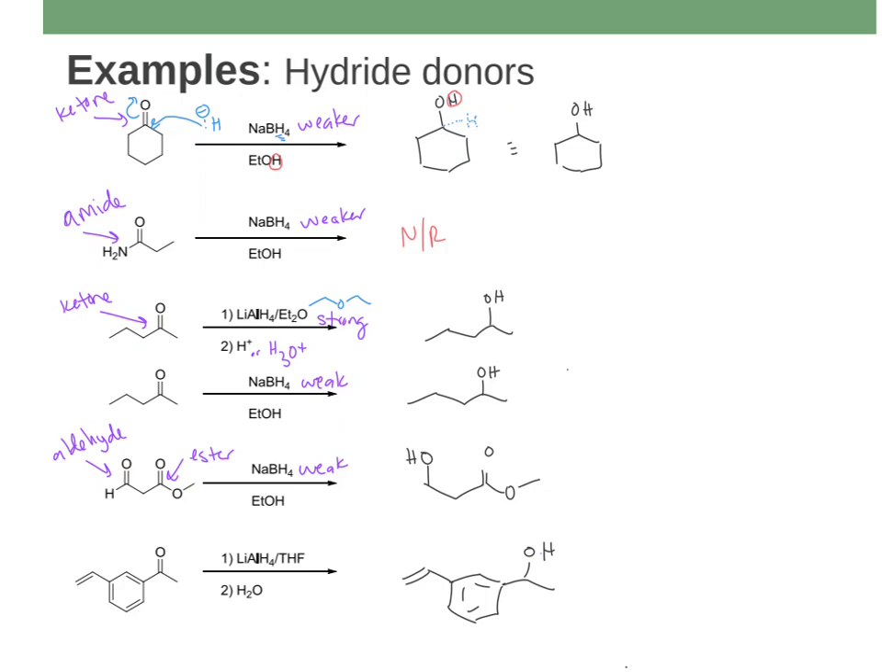That's how you reduce carbonyls with hydride donors, sodium borohydride and lithium aluminum hydride. We will introduce other ones later, like DIBAL, but right now those are the only hydride donors that we're going to deal with. So practice up, happy studying, good luck.